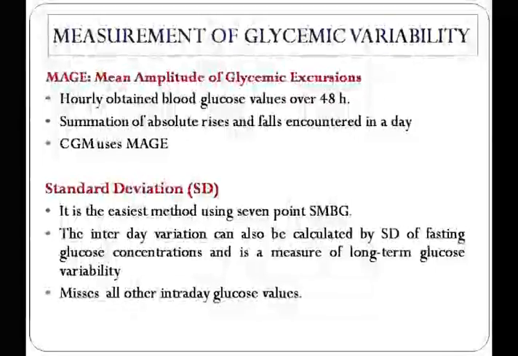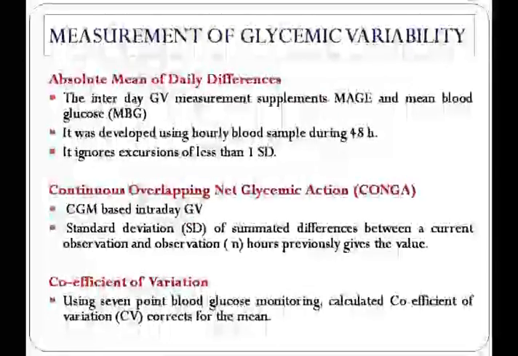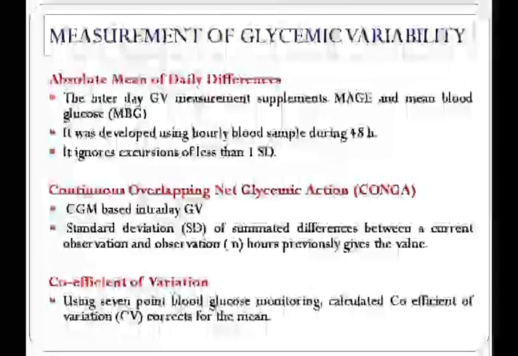The inter-day variation can also be calculated by standard deviation of fasting glucose, but there we tend to miss the rest of the day variability. Then you have the MOD, the absolute mean of daily differences. The inter-day glycemic variability measurement supplements the MAGE and mean blood glucose. It was again developed using the hourly blood samples during a 48-hour period. It ignores excursions of less than one standard deviation.